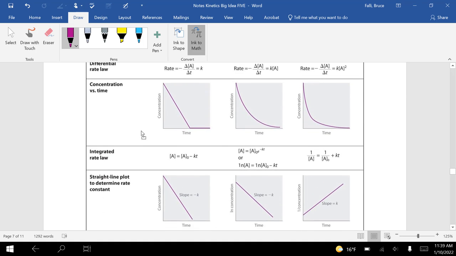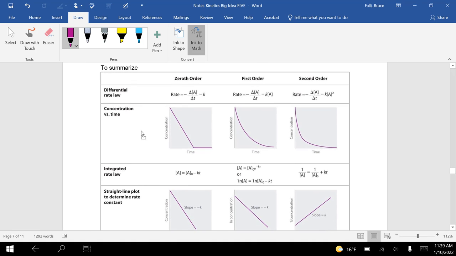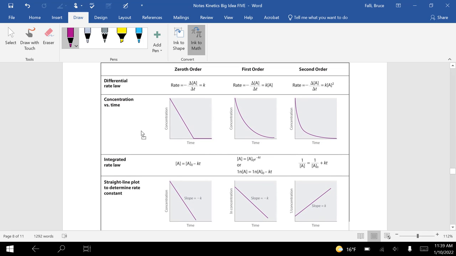Summarizing again, differential rate law, integrated rate law. So differential rate law: change in A over t equals k, change in A over t equals k, change in A over t equals k A squared. Notice with zero order, that means this would be A to the zero, and anything to the zero order is one. First order, k A to the one. Second order, k A squared.